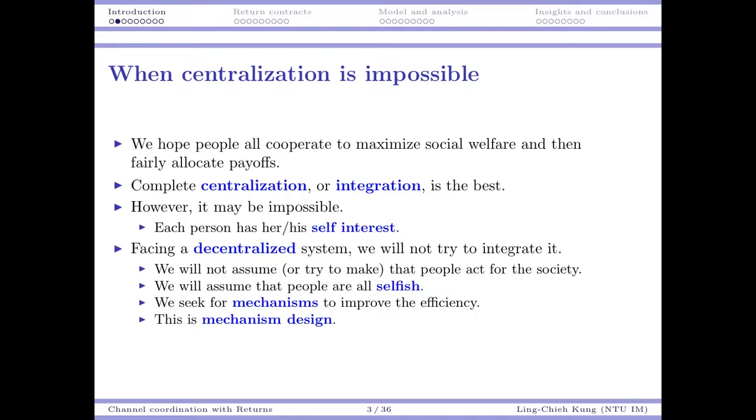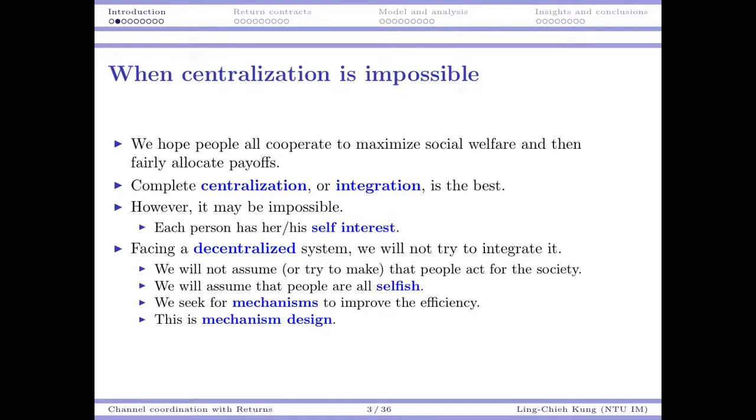So, we know that there are decentralized systems, and centralization may be very good if we want efficiency. If there is a system that is decentralized, then the best thing we may do is complete centralization or complete integration. That's going to make the system as efficient as possible. But it may be impossible because each person has his or her own self-interest, or there are rules that prevent people from integrating, something like antitrust laws. So if complete integration is possible, it's good.